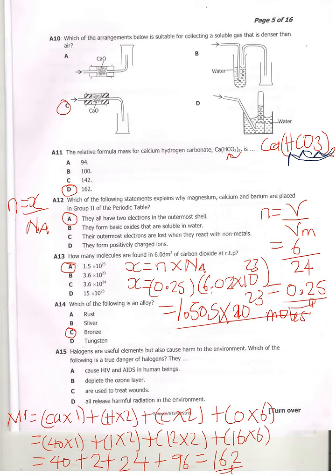Bronze is an alloy. Number 15. Halogens are useful elements but also cause harm to the environment. Which of the following is a true danger of the halogens? The first one, cause HIV and AIDS in human beings. No. Deplete the ozone layer. Yes. Are used to treat wounds. No. Or release harmful radiation. No. So the answer is B.